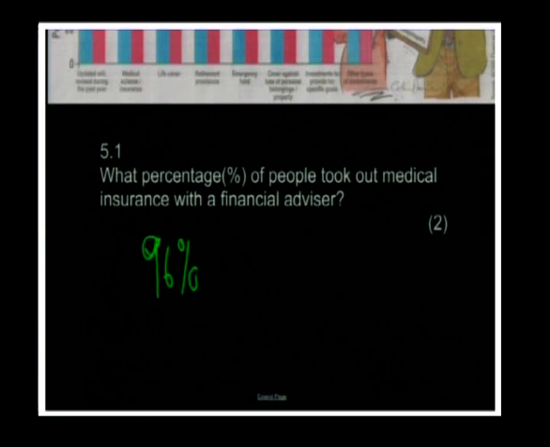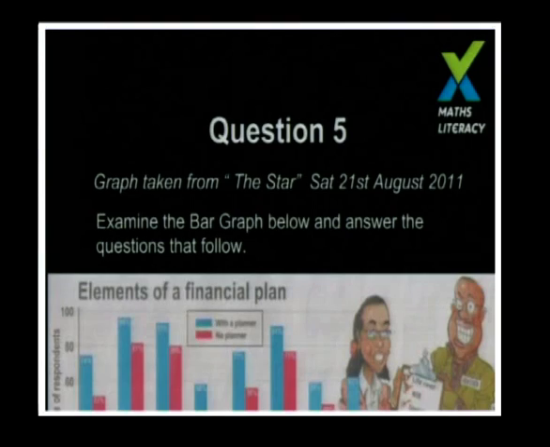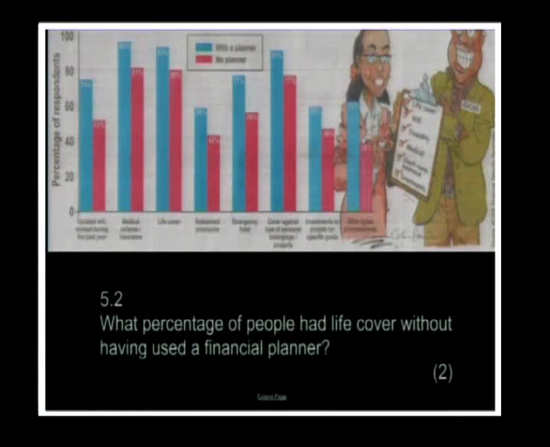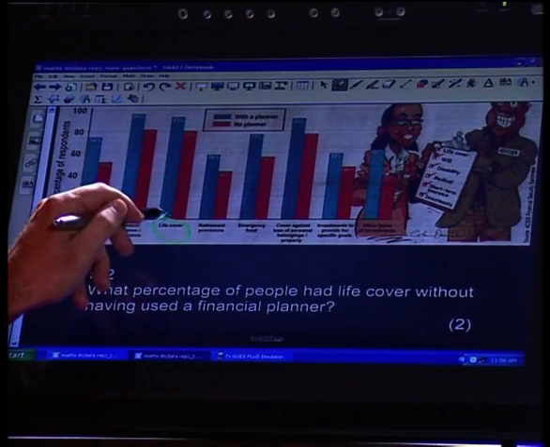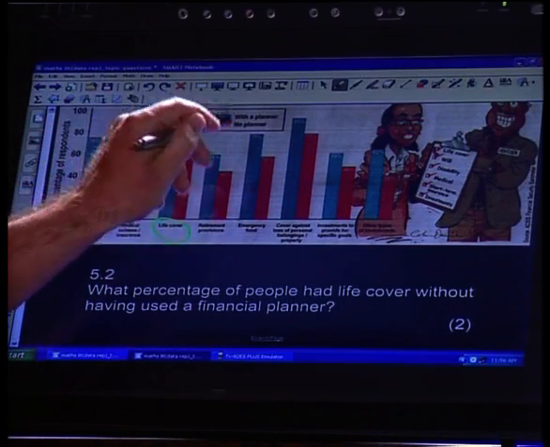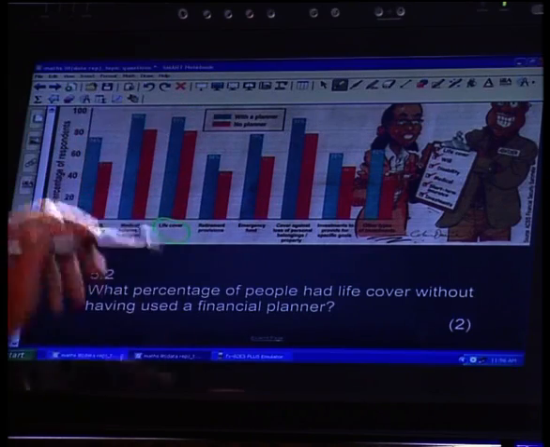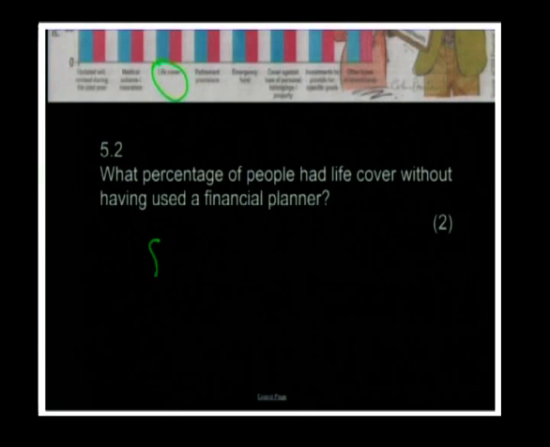They asked us for the percentage in this case. Question number 2. What percentage of people had life cover but without having used a financial planner in getting that life cover? Again, we'll have to go and look at the category life cover, that's over there, and this time we're interested in the ones with no planner, so that would be 80%.